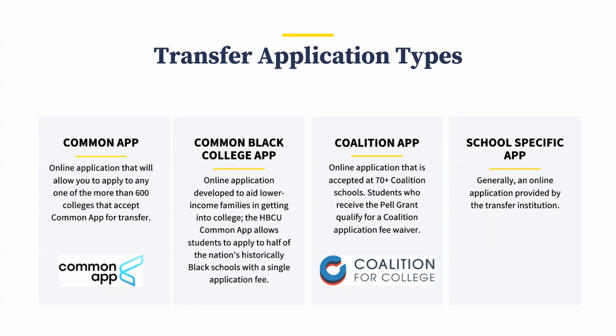There's a Coalition app, an online application accepted at over 100 schools. Students who receive a program qualified for the Coalition application fee waiver. And then there are still school-specific applications. As a transfer student, you may find that a school-specific application is definitely an easier way.